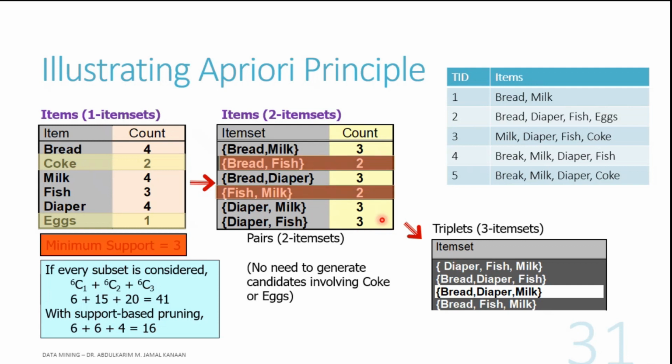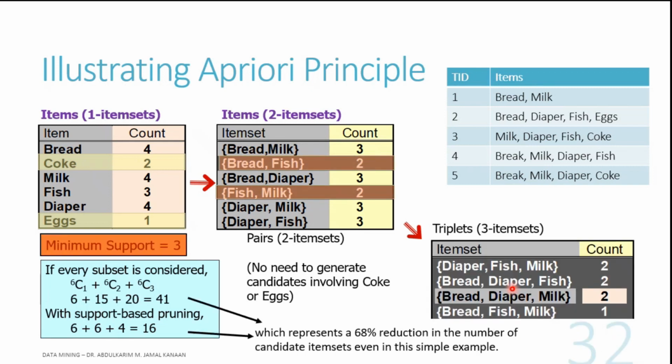How about bread fish? Bread fish. This one, the second one, bread fish. Right? And we remain only with this one. So if we are doing candidate pruning, immediately we take out these 3 item sets. Okay, we take them out. We prune them. So you don't need to calculate the count.